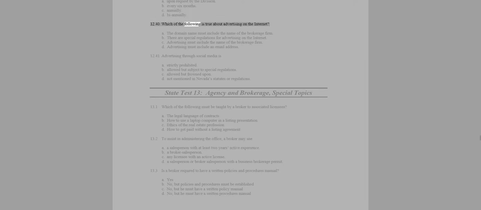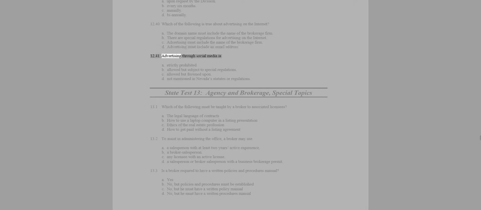12.40 Which of the following is true about advertising on the Internet? A. The domain name must include the name of the brokerage firm. B. There are special regulations for advertising on the Internet. C. Advertising must include the name of the brokerage firm. D. Advertising must include an email address.